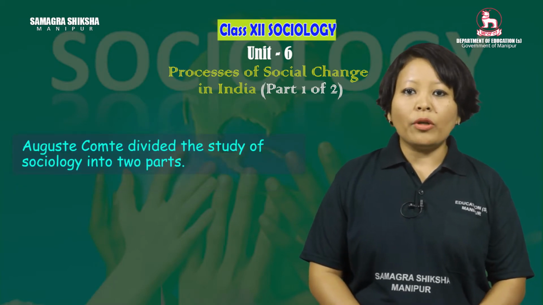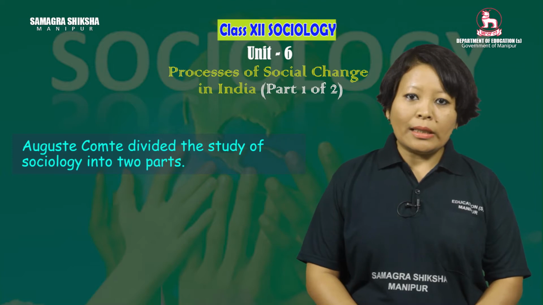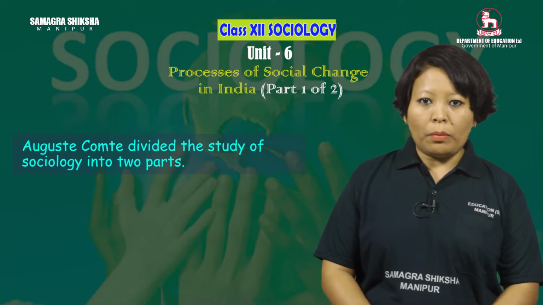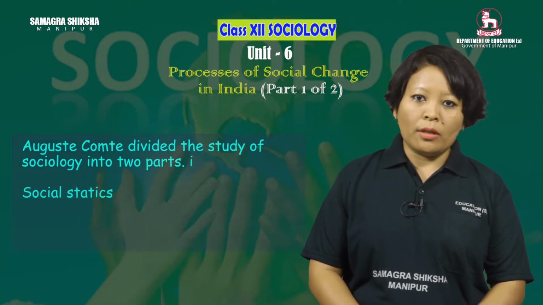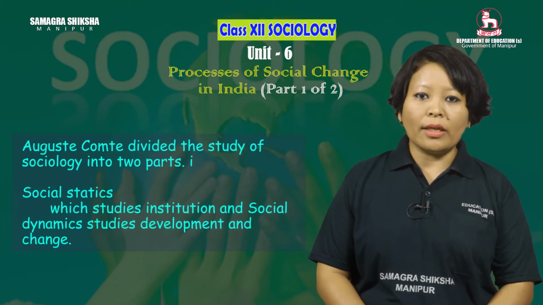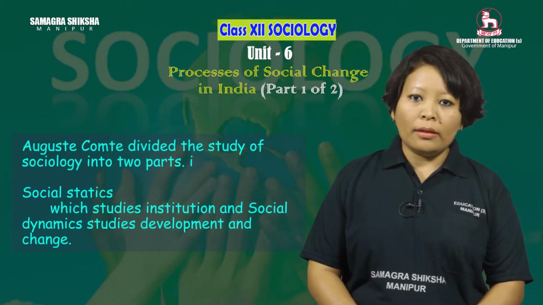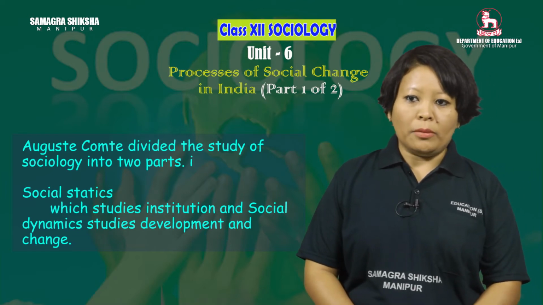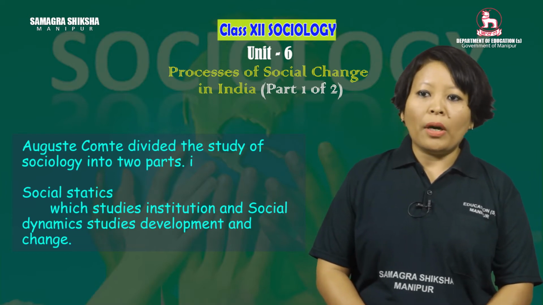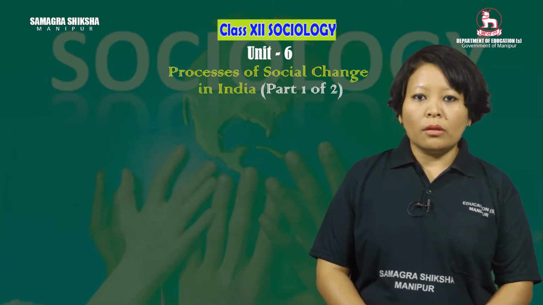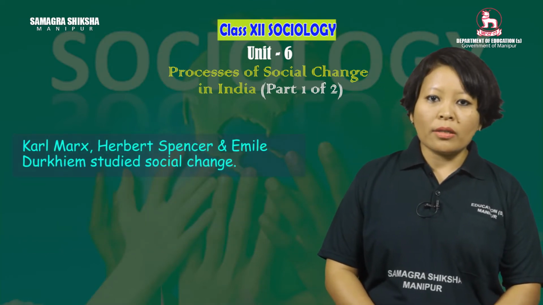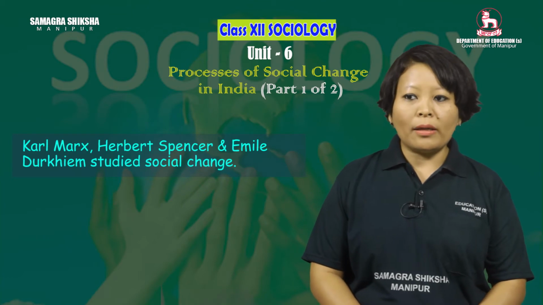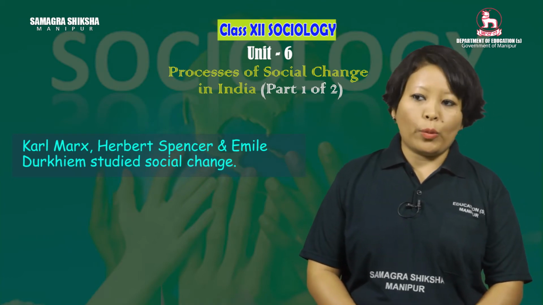Auguste Comte, the founding father of sociology, divided sociology into two parts. First, social statics, which studies institutions, and social dynamics, which studies change and development. Apart from Auguste Comte, important thinkers like Karl Marx, Herbert Spencer, Oswald Spengler, and Emile Durkheim as well studied social change.